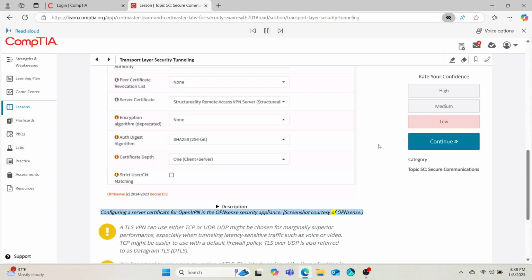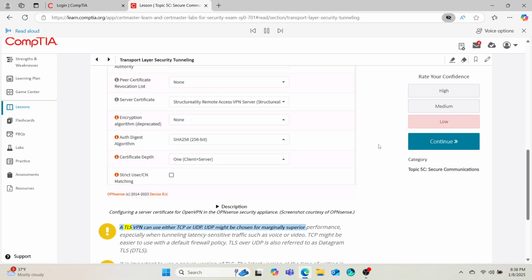Screenshot courtesy of OPNsense. A TLS VPN can use either TCP or UDP. UDP might be chosen for marginally superior performance, especially when tunneling latency-sensitive traffic such as voice or video. TCP might be easier to use, with a default firewall policy. TLS over UDP is also referred to as datagram TLS, DTLS.